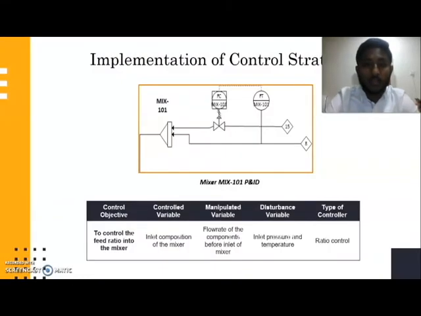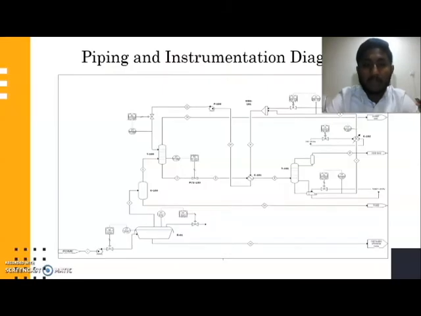Here, however, for the mixer, the type of control used is ratio control. This is basically to control the feed ratio into the mixer. So the ratio of manipulated variable to the disturbance variable has to be the same before and after. So the flow rate of components before the mixer is to be controlled along with the inlet pressure and temperature. As you can see here, this is the P&ID diagram.